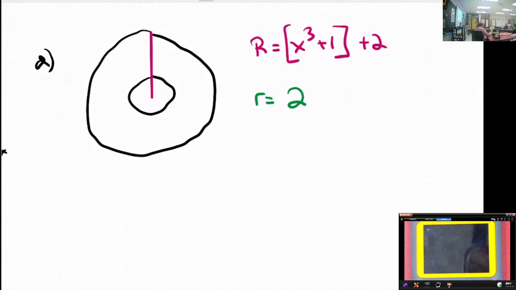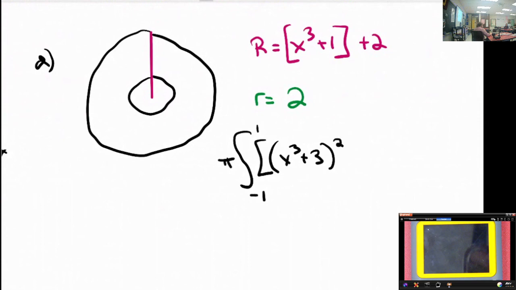And so the integral ends up being kind of the same thing. It's pi out in front, -1 to 1, big square bracket. This time the outer radius is x to the third plus 3 squared minus 2 squared, which I guess you could put 4 in there, but who cares? dx. Again, it's really important in these kind of problems to see the bones in the structure, so that's why I'm not doing a ton of simplifying along the way.